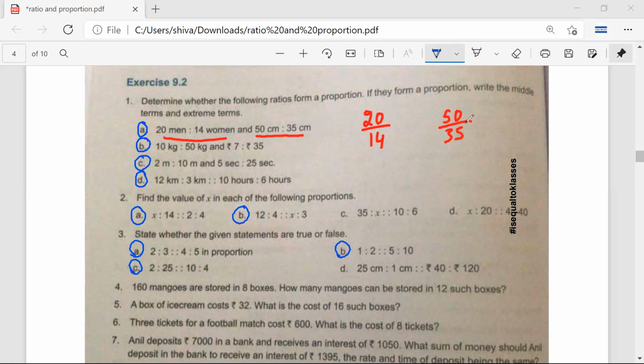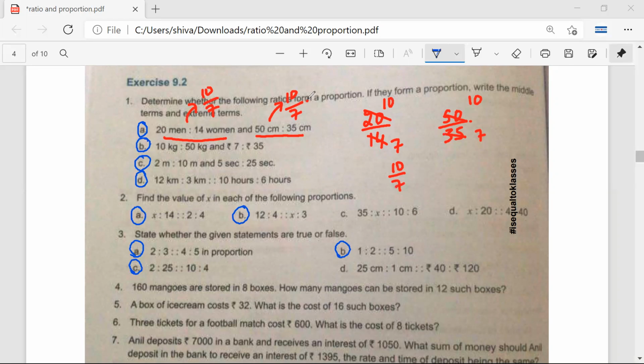Mr. Satya, any problem? No, sir. Okay, then I have to take the common divisors out. So this will be 2 into 10, 2 into 7, and this will be 5 into 10, 5 into 7. We see that the first is equal to 10 by 7 and this is also equal to 10 by 7.